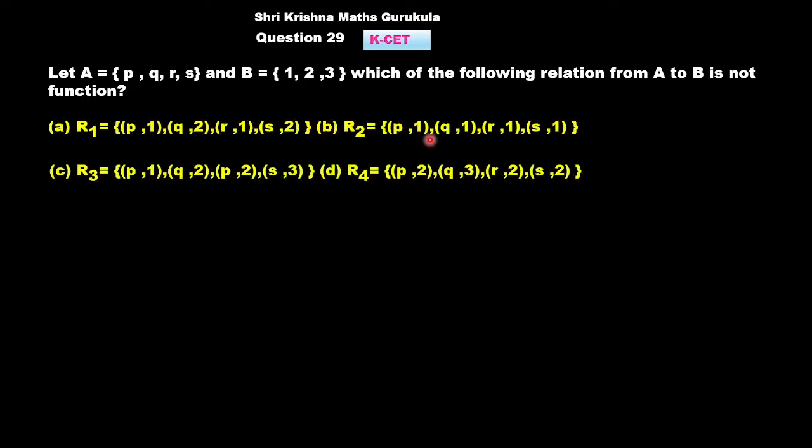Here, they have not defined the function. They have given us the ordered pairs. Looking at the ordered pairs, we have to say which is not a function. For this, you need to remember the basic definition of a function. What is the definition of a function?